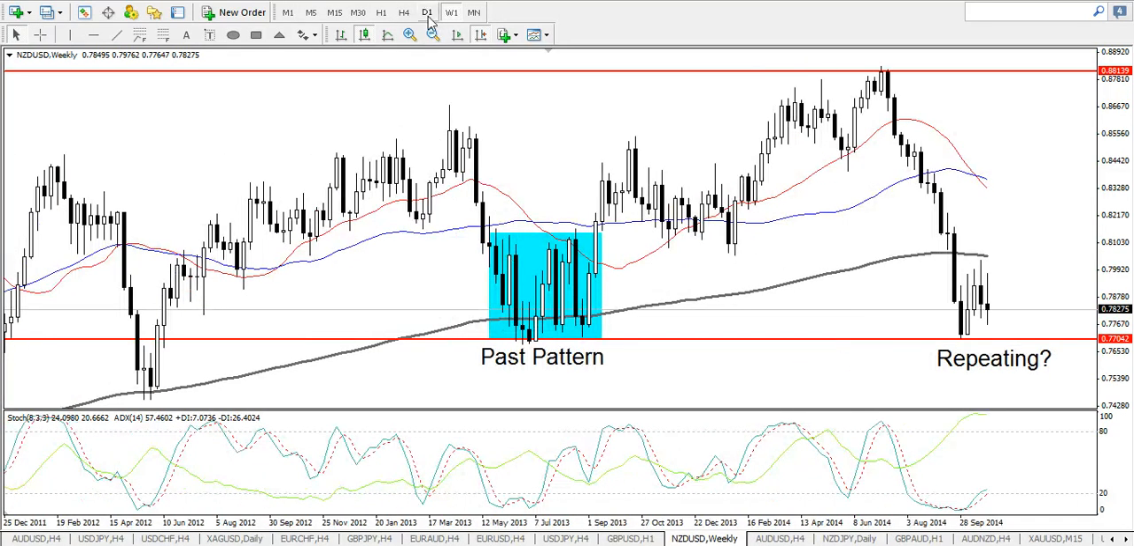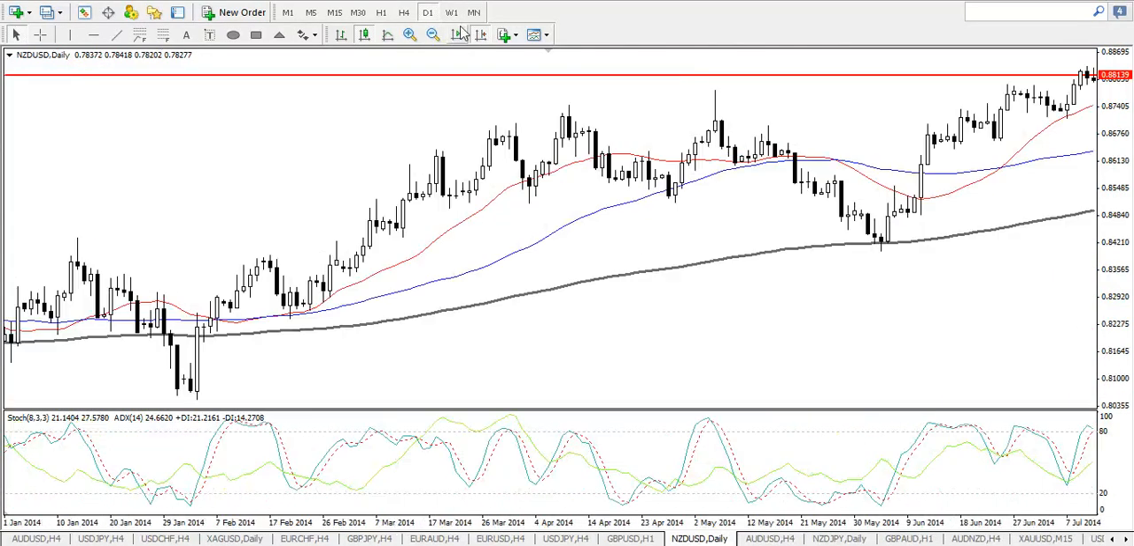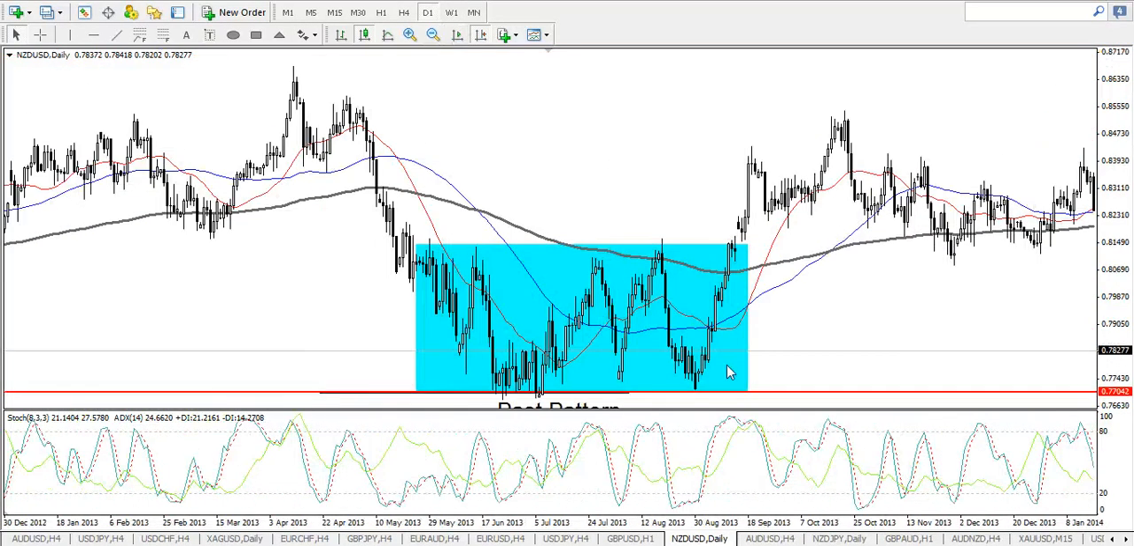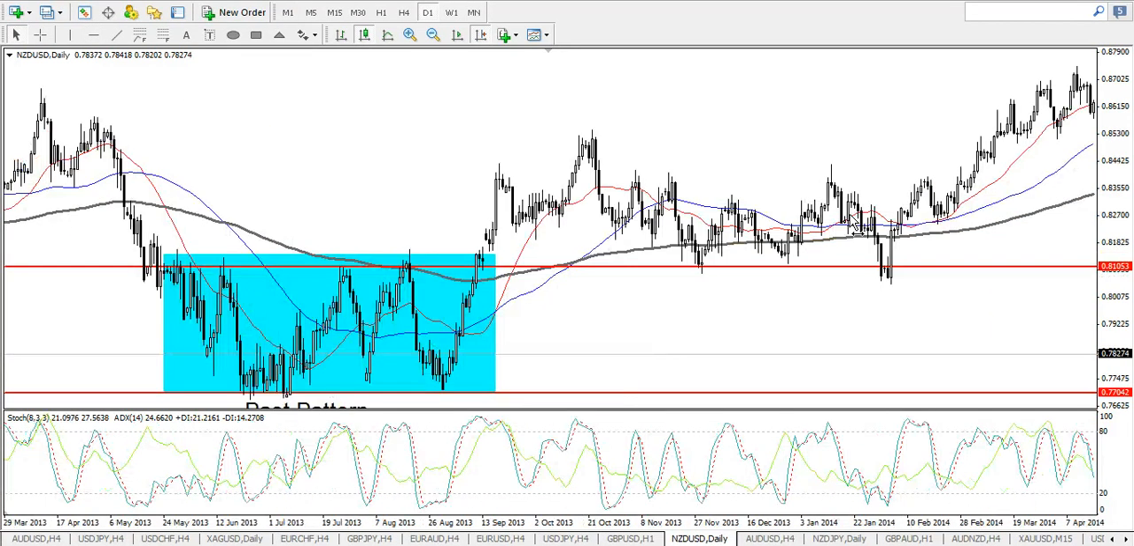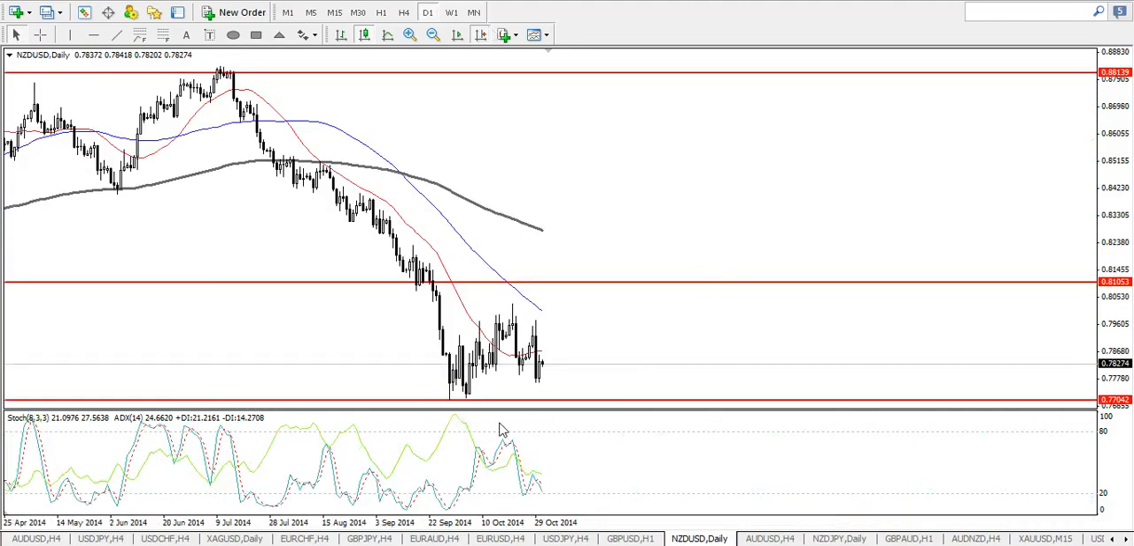Alright, this is a weekly chart. You might not be able to see it clearly. Just change to the day chart, as you can see. Alright, this is the range, right? The range over here. So price has come back down and touched the same low as the previous pattern at 0.7700. So we are expecting price to appreciate all the way to the top of the previous range.